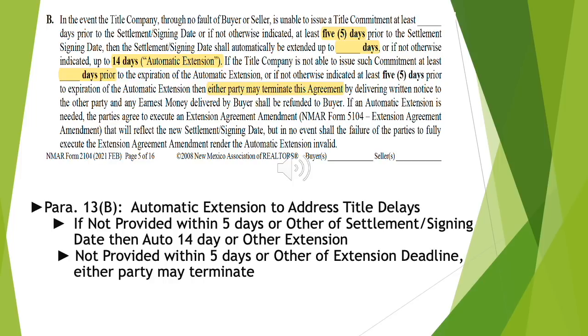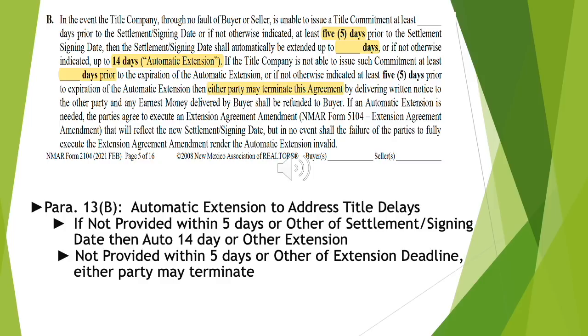Then once you create this automatic extension, in the event that you're coming up on that automatic extension and you still don't have a title commitment, and again, we have a default of 5 days before the expiration of that automatic extension, but we leave it open for the parties to come up with another number, longer or shorter, as they see fit.